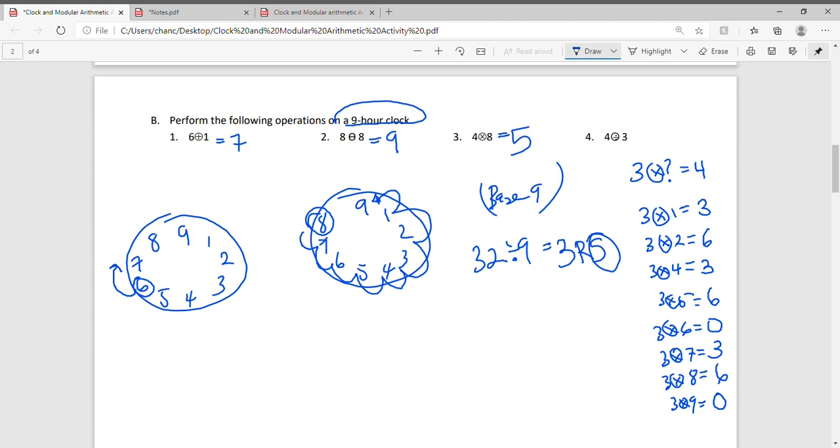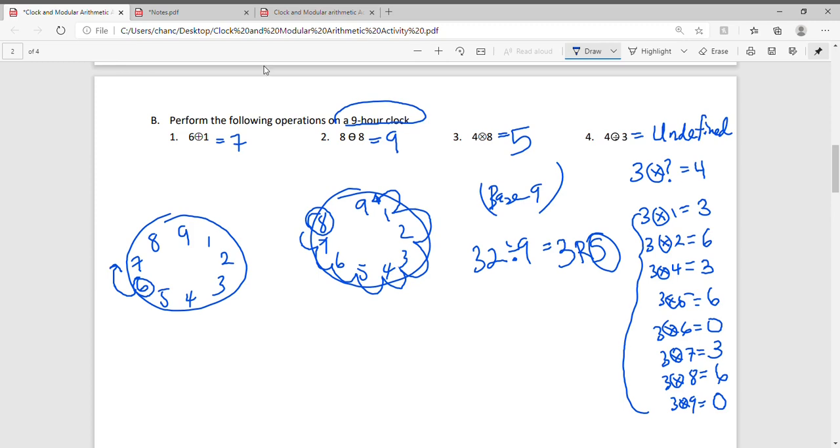Of all of the possible cases, we do not have a situation where 3 times a number in a 9-hour clock system gives us 4. There is no way we can create a 4 by multiplying with 3, so this implies that 4 divided by 3 is undefined.